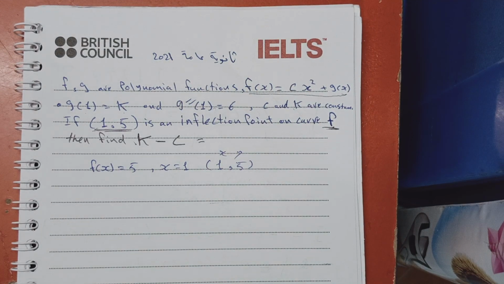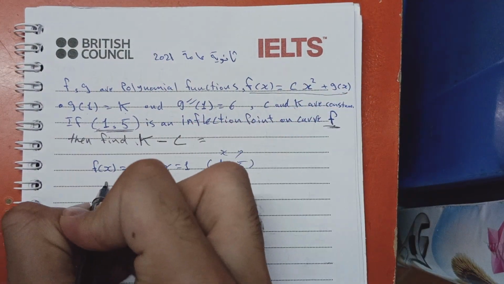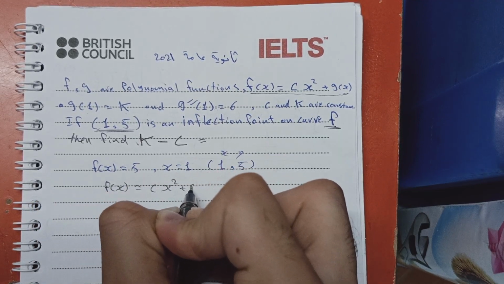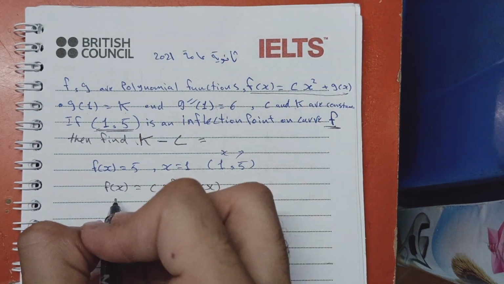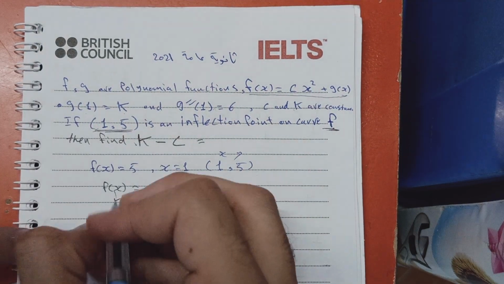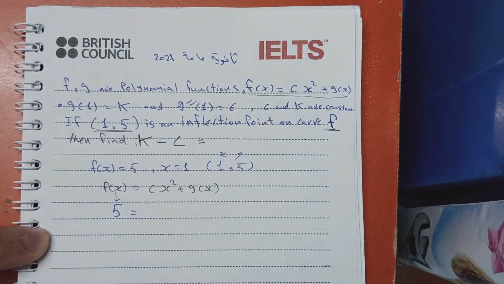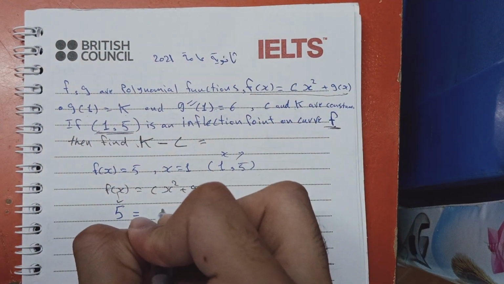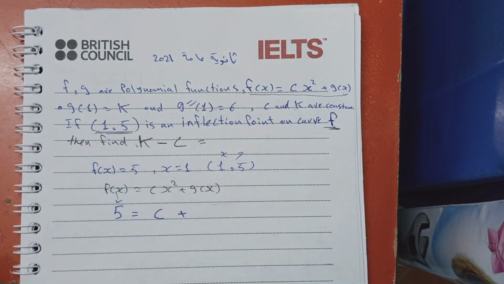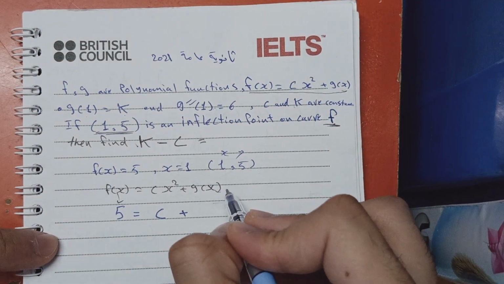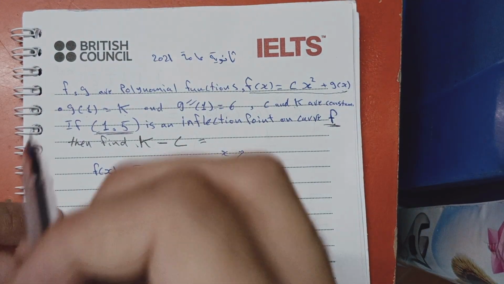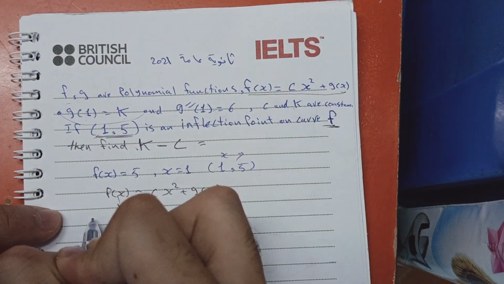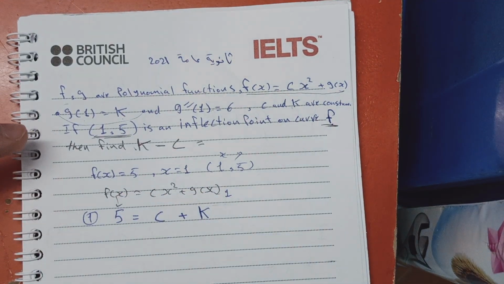So we can substitute in the first equation, f of x equal cx squared over 2 plus g of x. We can substitute here with 5, and c multiplied by 1 squared over 2, we will substitute with x equal 1, so this will be equal to c over 2 plus g of x at 1. G of x at 1 is equal to k, as he said previously here, so we have the first equation: 5 equals c over 2 plus k.